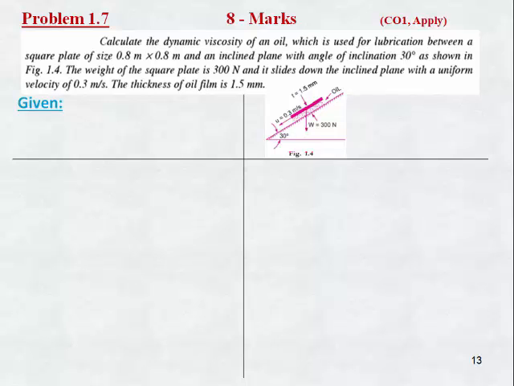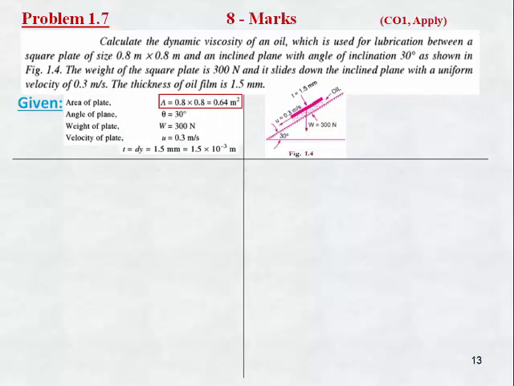Next we are going to write the given data. Here the area of the plate is 0.64 meter square and the angle of the plane is theta equal to 30 degree. The weight is given, W equal to 300 Newton. The velocity is given, U equal to 0.3 meter per second. The thickness of the oil layer dy equal to 1.5 millimeter, which will be converted into 1.5 into 10 power minus 3 meter.